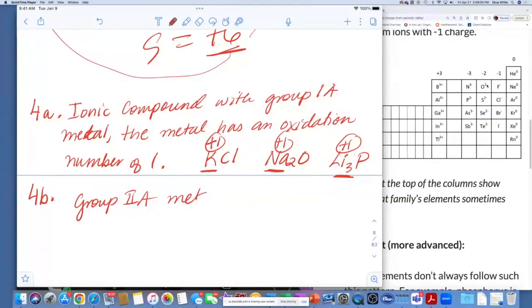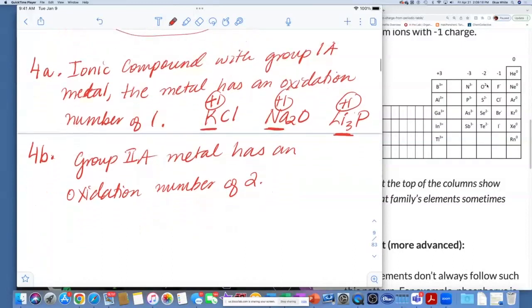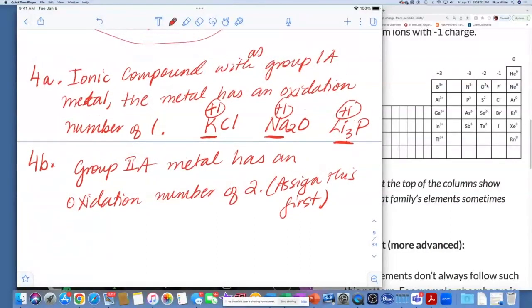2A metal, which has an oxidation number of 2. Once again, you want to assign this first. I know some things I'm writing, some things I'm saying out loud. You kind of have to get it all, right? Once again, assign this first.